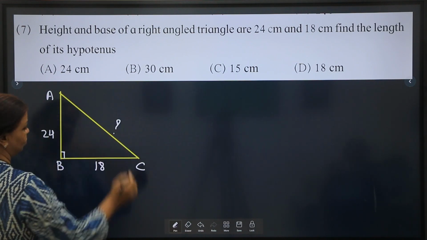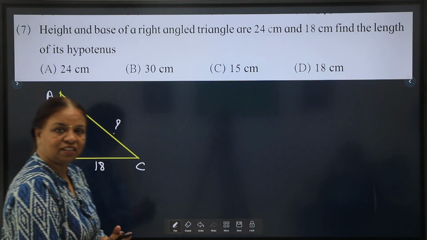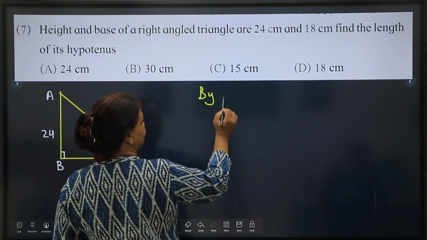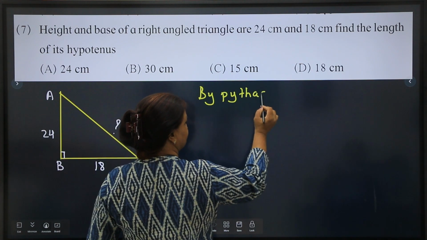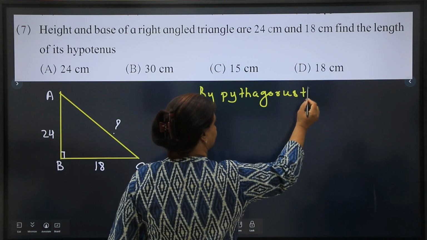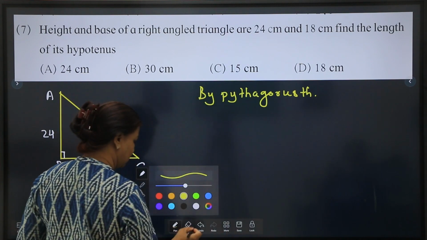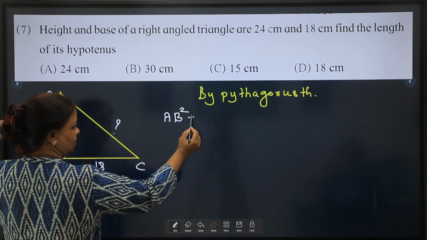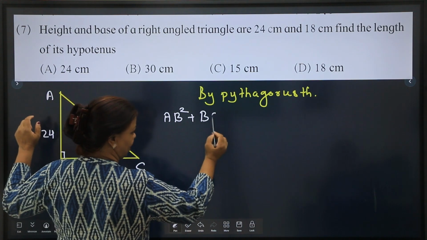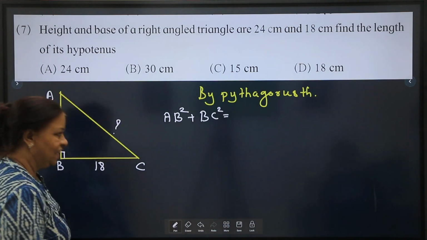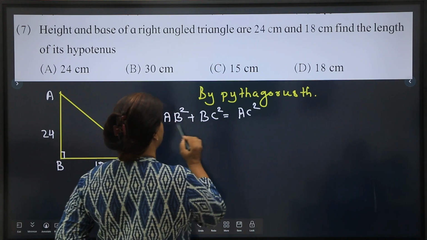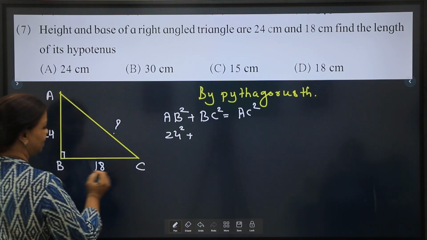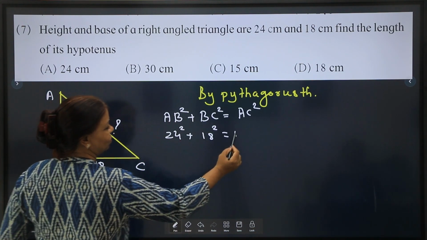Then find the hypotenuse. Again, as it is a right angle triangle, we will apply the Pythagoras theorem. Therefore, by Pythagoras theorem, come on, say what it will come. AB square plus BC square, very good, is equal to AC square. Yes, very good. Now AB is how much? 24 square plus BC is how much? 18 square, which is equal to AC square.